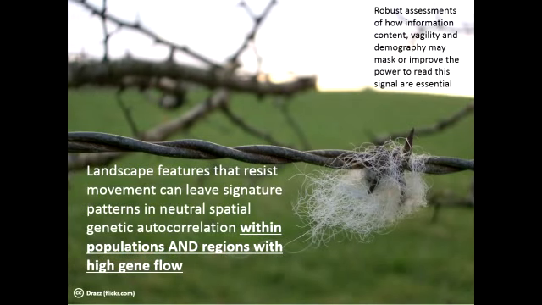So my concluding slide, the message I want you to take home: landscape features that resist movement can leave signature patterns in neutral spatial genetic autocorrelation. We've shown through simulations, and using real data, that we can read landscape patterns out of genetic data. Robust assessments, though, of how information content, the vigility, and demography of organisms matter are really important now to suggest the ways forward.